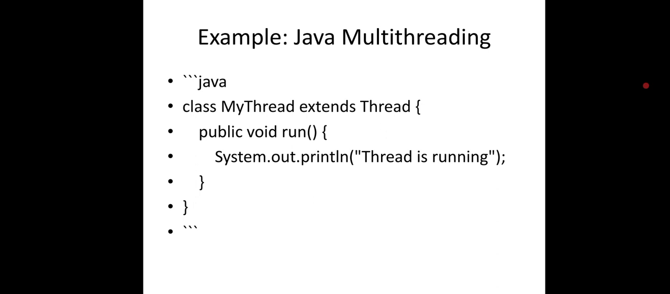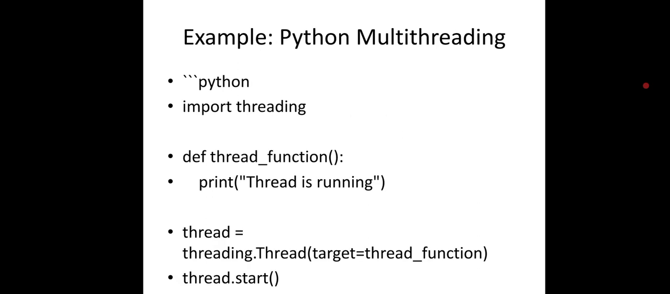Example for Java multithreading. In Java, the example multithreading program. Example for Python multithreading program.